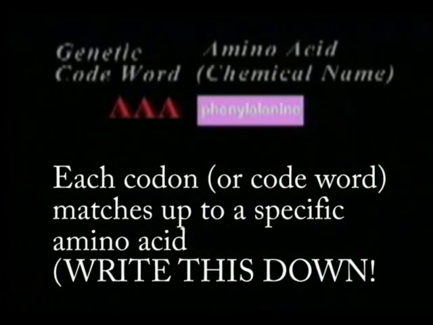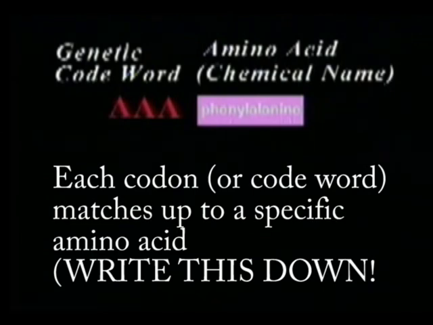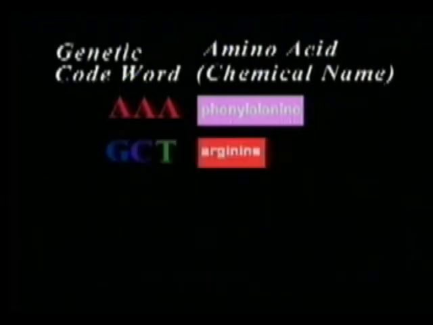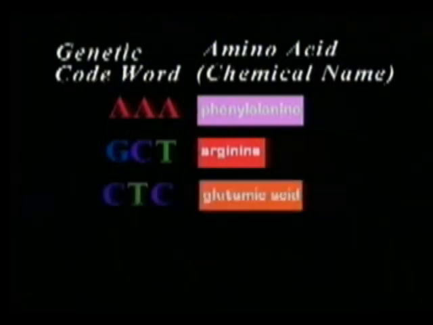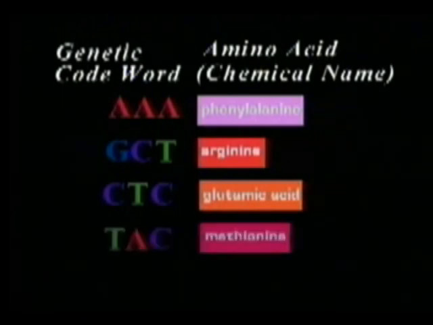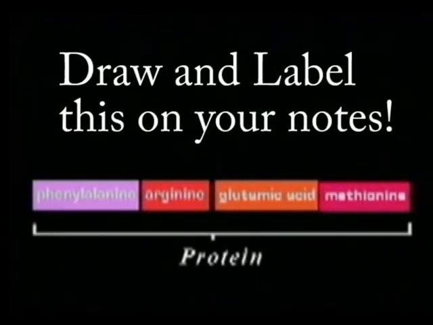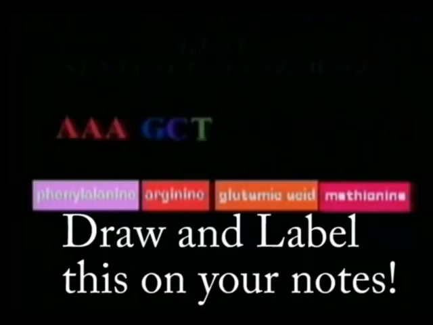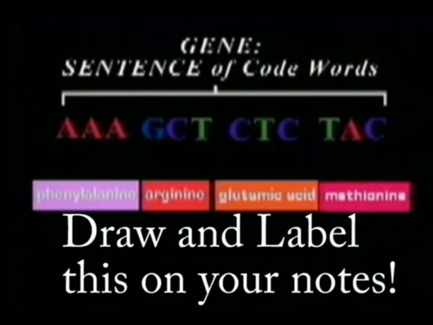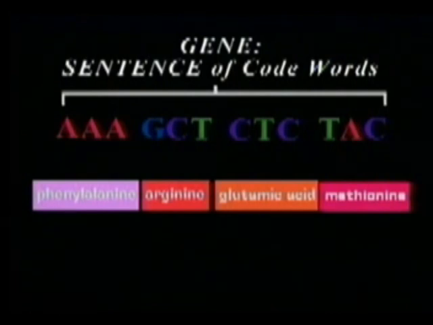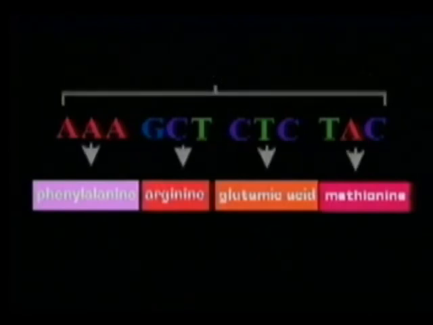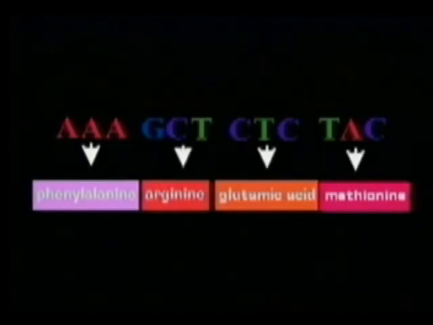For example, AAA is a code word for the amino acid phenylalanine, GCT for the amino acid arginine, CTC for glutamic acid, and TAC for the amino acid methionine. A protein made from these amino acids could have a gene or sentence of code words like this written in one of the DNA strands. This sentence informs the cell that this particular protein is to be made using only these four amino acids in this exact order.